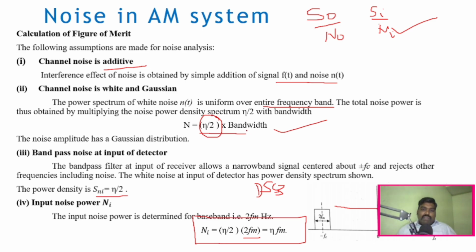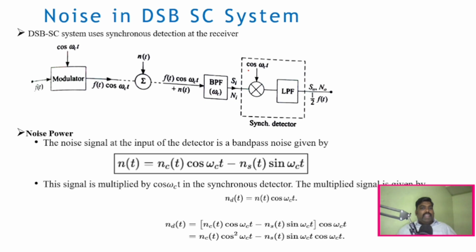So if it is bandwidth, we are going to use 2 FM, right? So if it is 2 FM, the input noise power is eta divided by 2 into 2 FM, so that we will obtain eta FM. This is the total input noise power, right? And now we will see the DSB-SC system, right?